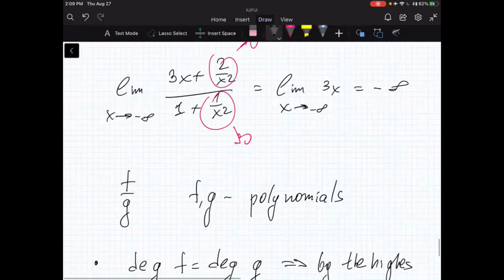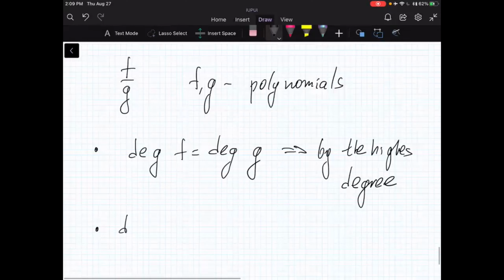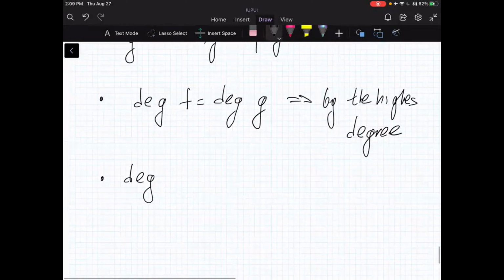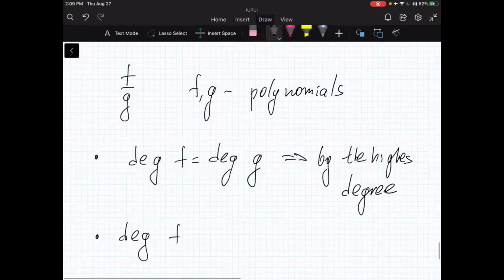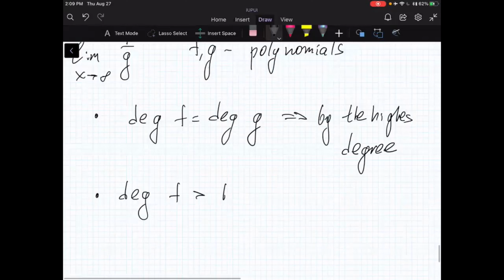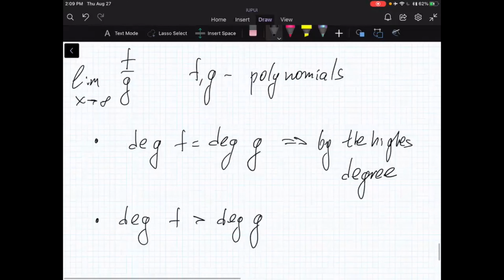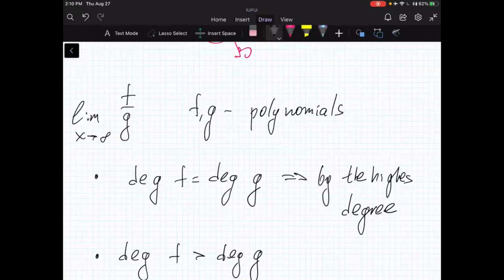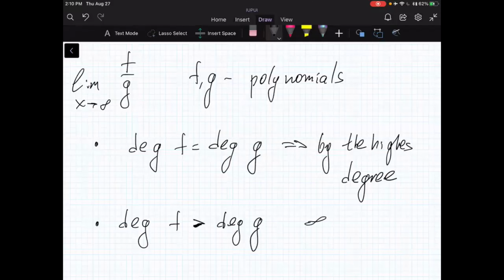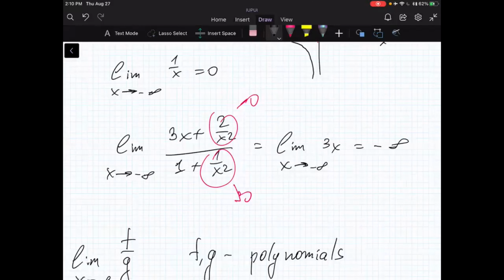If, say, degree of f is greater, and you are considering the limit when x goes to, say, infinity, degree of f is greater than degree of g. So in some sense, that means that the numerator is greater than the denominator at the infinity. Then you will get that it is infinity. That's what we have seen here. We considered minus infinity, but for the infinity, it will be the same.